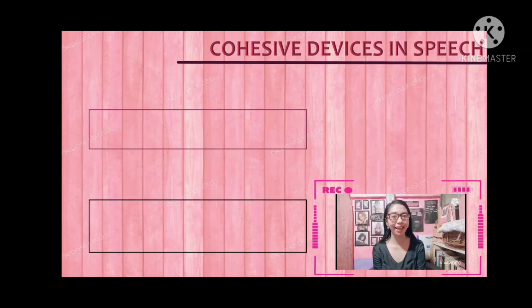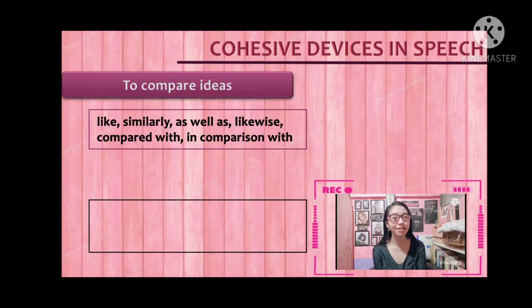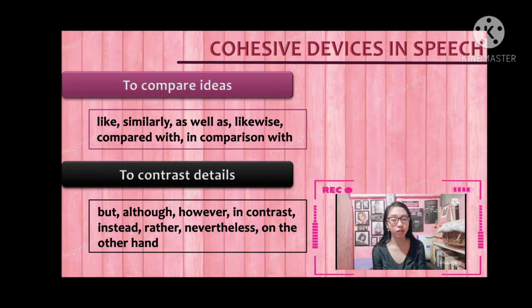Next, we have to compare ideas. It is very important in a speech, so you can point out your stand. You can use words like similarly, as well as, likewise, compared with, and in comparison with. Another is to contrast details. Of course, when we compare, there are times when we also need to contrast details. Such words are but, although, however, in contrast, instead, rather, nevertheless, and on the other hand.